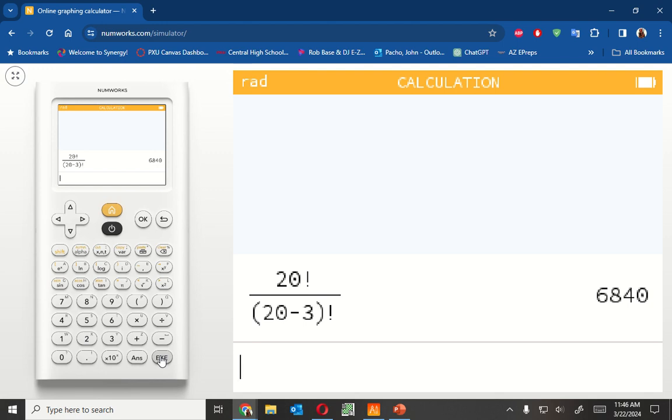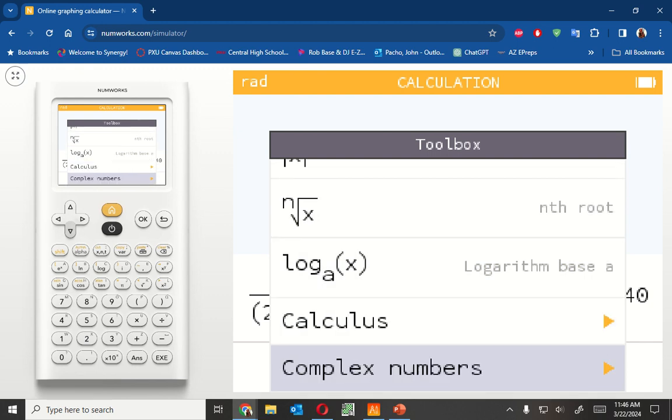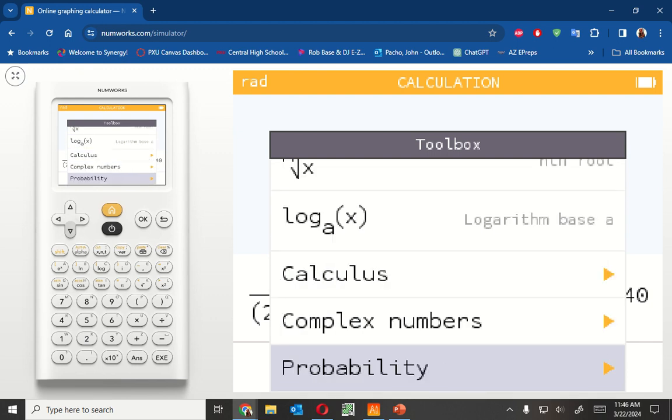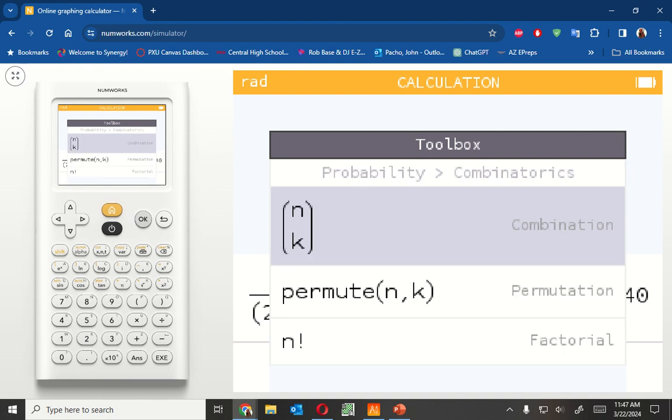Okay, so now that we have the calculator open, I also want to show you where this is located, just to find the nPr. In your calculator, it's kind of a pain to find, so you guys need to actually find this. So it is in my toolbox. So we open up the toolbox, which is right there, and I go down to probability. And then I go to combinatorics. And there is my permutations there.